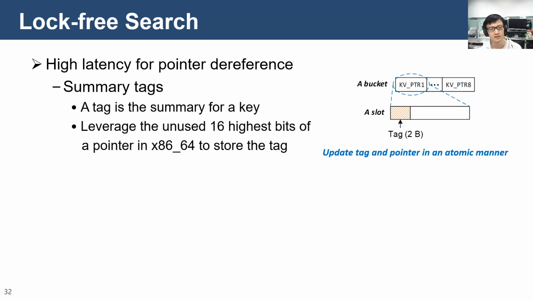For pointer dereference overheads, we leverage summary tags to avoid unnecessary reads for 4 keys. A tag is the summary for a key. For example, the tag can be the leading 2 bytes of the hash value. To guarantee the consistency for the tag and pointer, we leverage the unused 16 highest bits of a pointer to store the tag. Hence, the tag and pointer can be updated by an 8-byte atomic write.